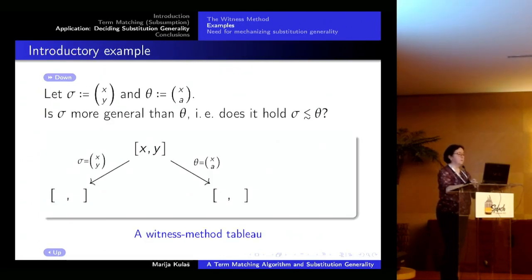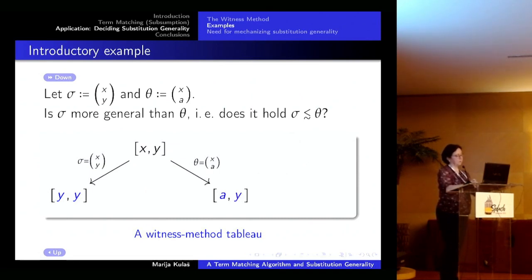In practice, that would look like this. We put, for given substitutions, a triangular tableau. In this case, the substitutions have active variables x and y. So that's what we have on top, the witness list, and on the slopes are the two substitutions respectively. Now we just have to fill in how they are mapping the witness term. In this case, sigma is producing yy, and theta is producing ay.